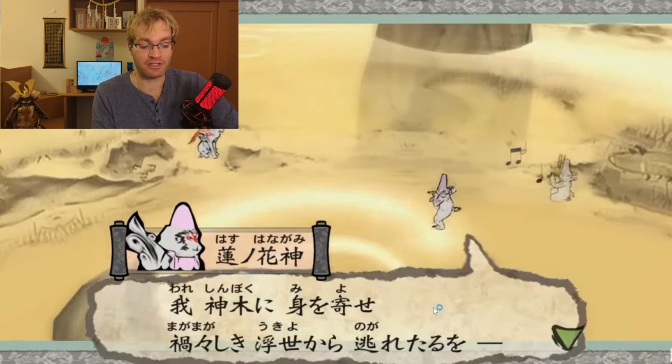And in fact, actually, this whole thing is one whole clause of a sentence. So I brought myself to this sacred tree to escape from this horrible transient world. Now, moving on.